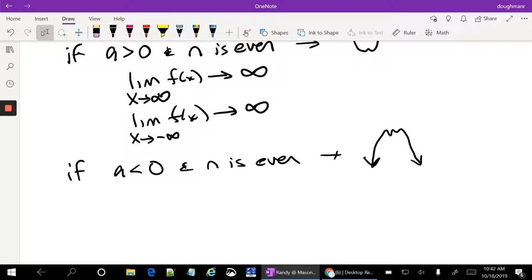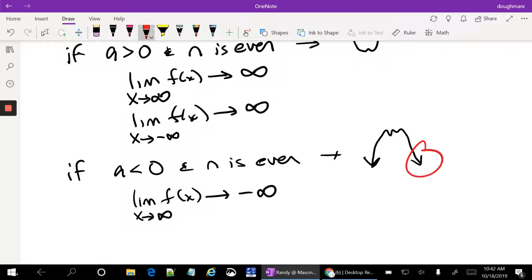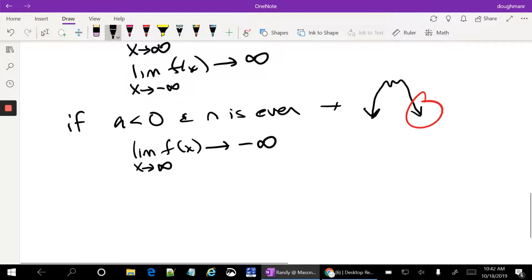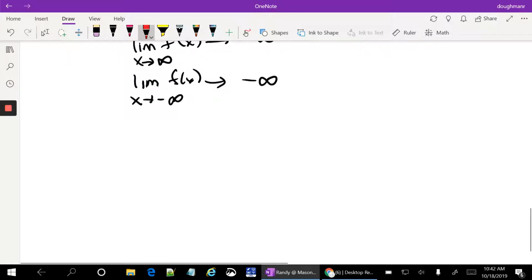And it's the same kind of thing. The limit of f of x as x goes to infinity, now the limit goes to negative infinity. You saw that right there. And the same thing for the limit of f of x as x goes to negative infinity. The graph still goes to negative infinity. All right, charging along.